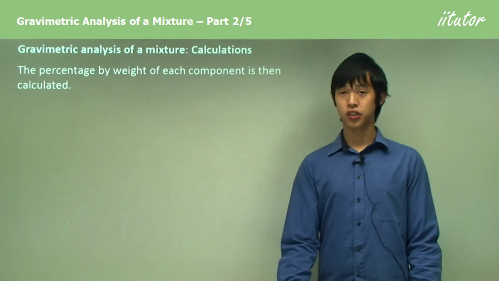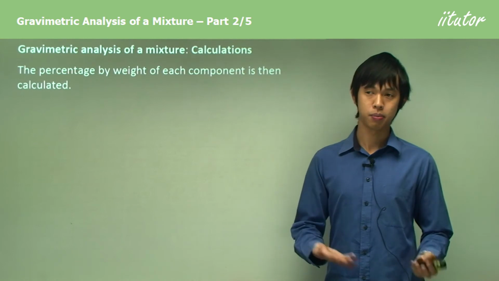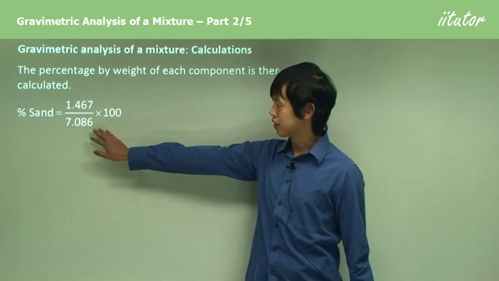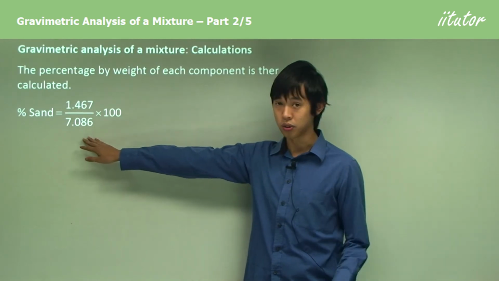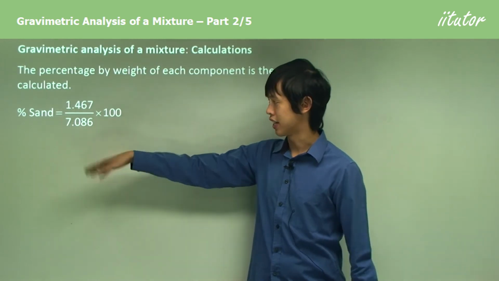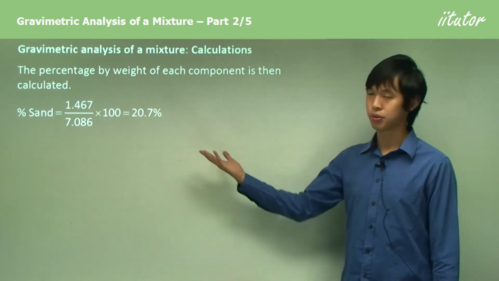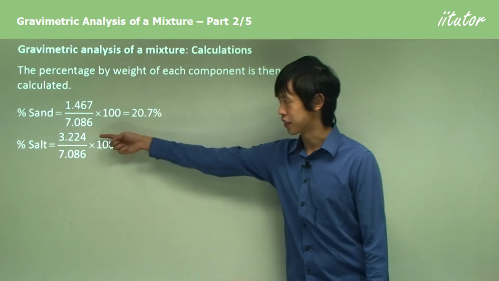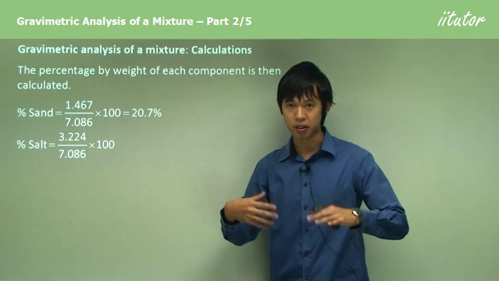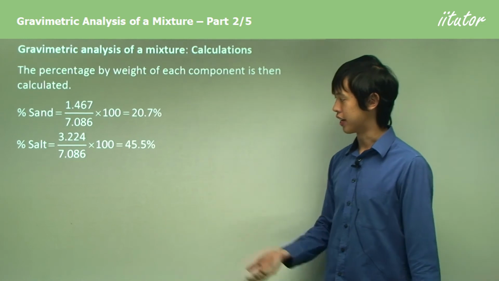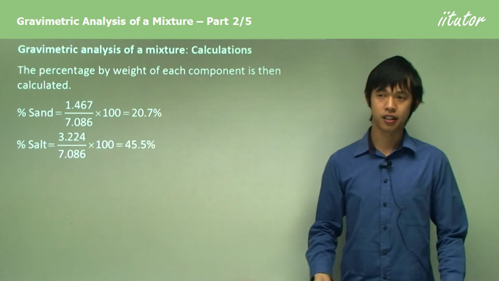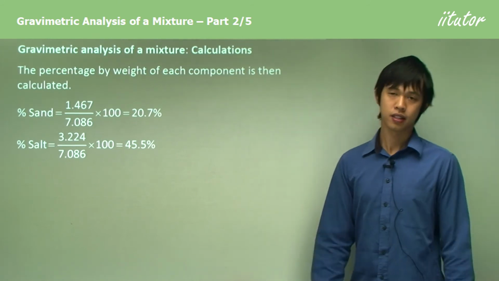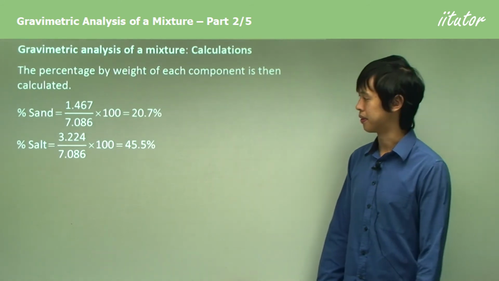Okay, so the percentage by weight is just a fraction times 100%. If you went to the data, it would just be 1.467 grams over the total mixture mass times 100, and that's a percentage, and it's 20.7%. Same, you can do the exact same calculation for salt, just put the number for salt here, the mixture mass stays the same, and you get 45%. So it's more salt than sand in this case, so there was probably more water than sand in our particular experiment. It may not be the same for you, but that's for this one.